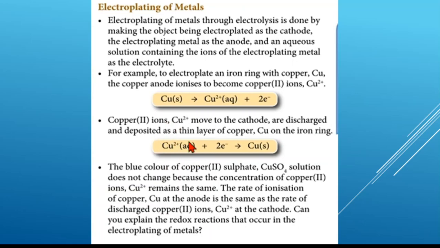So, the Cu2+ tadi, di solution itu, dia akan ambil balik elektron. So, dia jadi Cu. Cu solid ini dia akan melapisi kita punya iron ring tadi. Okay. The blue color of copper(II) sulfate solution does not change because the concentration of copper(II) ion remains the same. Okay. So, itu maksudnya electroplating.